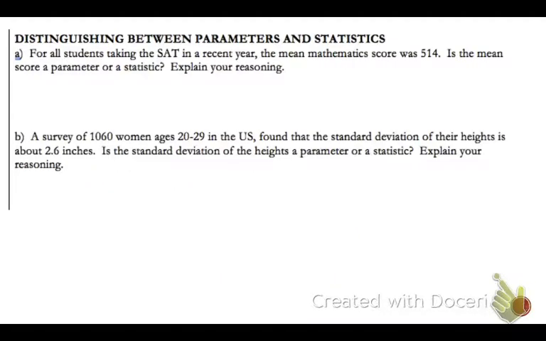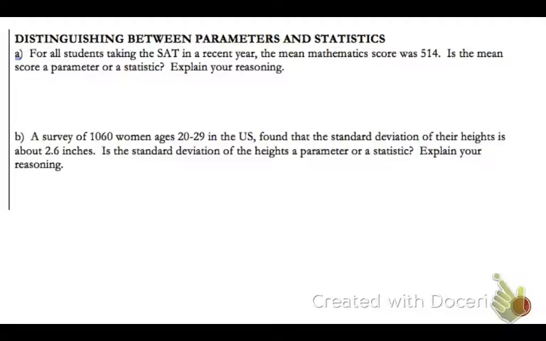So drop down to the problems that are distinguishing between parameters and statistics. On A, for all students taking the SAT in a recent year, so that's a test similar to the ACT, the mean average mathematics score was 514. So is the score a parameter? Does that mean, does it describe a population or a statistic?